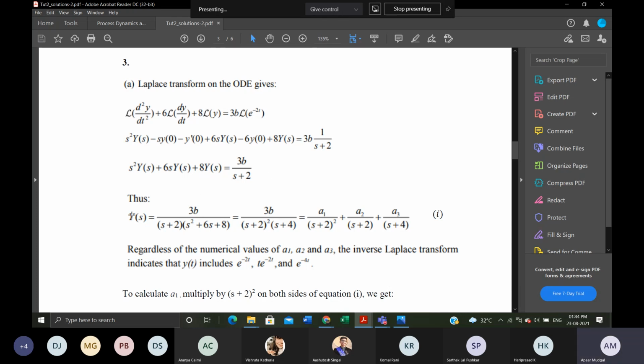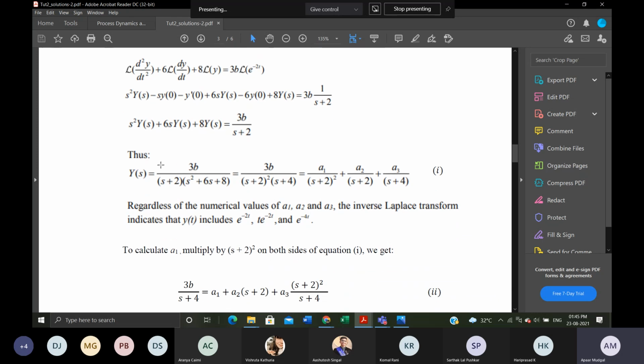Now we simplify this equation for Y(s) because we need to find the time equations for y. We will simplify this to this, and by simplifying it more, we get this. Now, if we see this equation, we can clearly say that y(t) would have, regardless of the values of a1, a2, a3, e to the power minus 2t, e to the power minus 2t, and e to the power minus 4t as its time equation. That's what we needed to find in this equation.